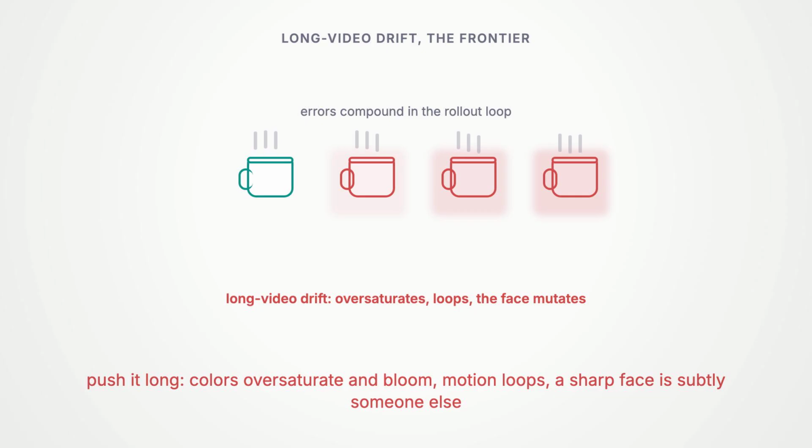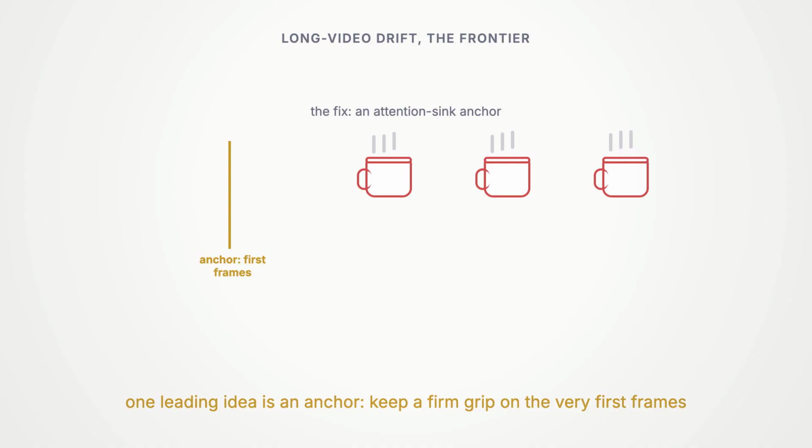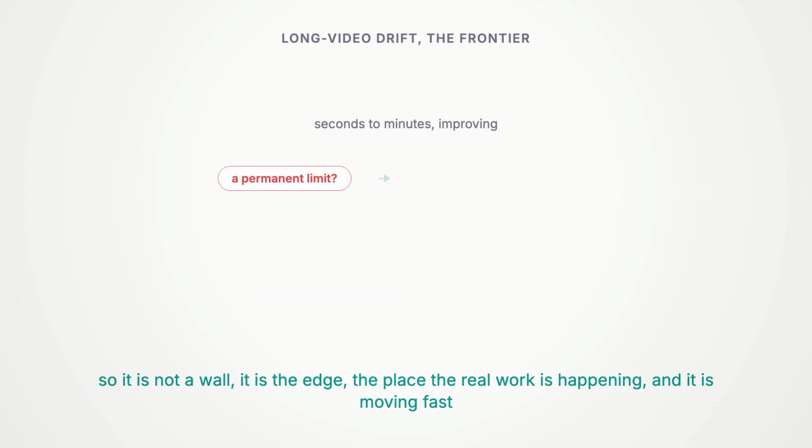And the fixes are clever in a way that ties our whole episode together. One leading idea is an anchor. As the model rolls forward, it keeps a firm grip on the very first frames and forces every later chunk to keep attending back to them, so the scene cannot quietly forget what it was. An attention sink, a stake driven into the start of the block that the drift cannot pull away from. So I will not tell you long coherent video is a wall. I will tell you it is the edge, the place the real work is happening, and it is moving fast.